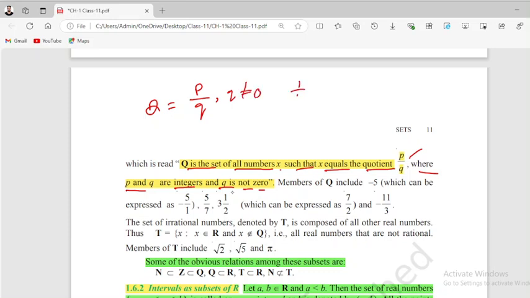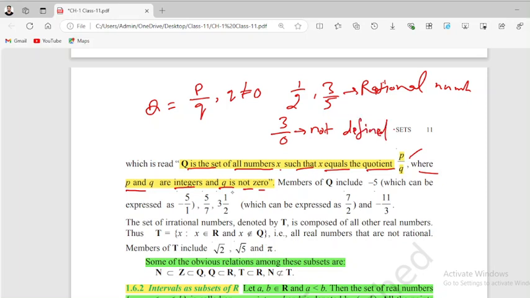Suppose we take the numbers 1 by 2 and 3 by 5. These two are rational numbers. But if we take 3 by 0, this is not a defined number, so this is not a rational number. That is basically the reason why q can never be equal to 0. Is it clear?